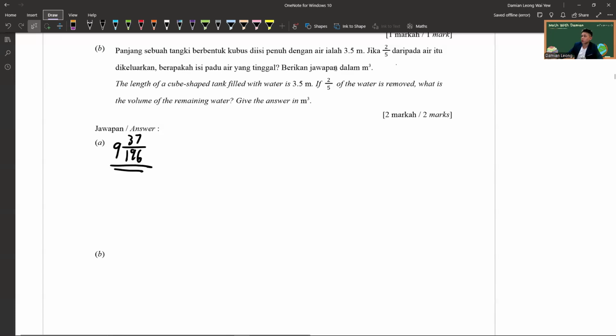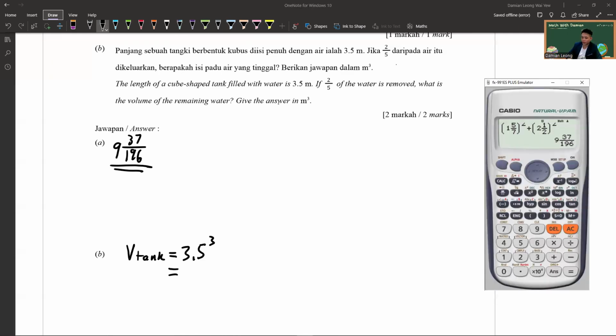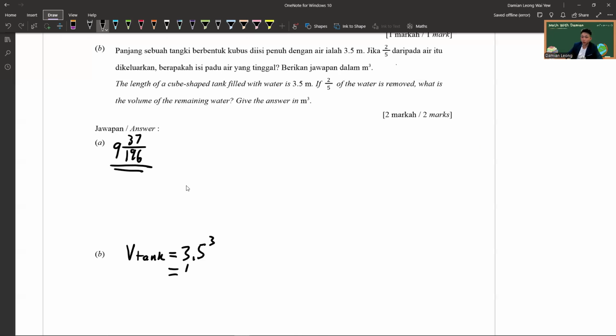Then for B, the length of a cube-shaped tank filled with water is 3.5 meters. If 2/5 of the water is removed, what is the volume of the remaining water? If I want the volume of the tank, it is 3.5 cubed. The volume of a cube uses cube, that's why it's called cube. So 3.5 cubed is just shift and then the square button. We get 42.875.